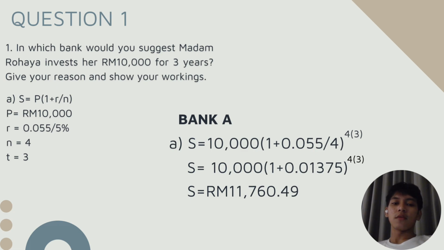So for Bank A, S equals 10,000 ringgit, open bracket, 1 plus 0.055 over 4, close bracket, power of 4 times 3. After we've calculated that, we will get the answer, which is S equals 11,760 ringgit and 49 cent.